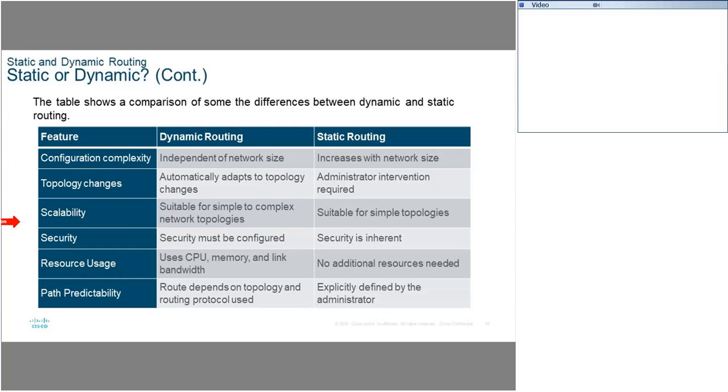And by the way, if you see a question that says, which should you use for security, static routing is considered more secure than dynamic routing, because the dynamic routing protocol is advertising the routes back and forth and is susceptible to a change or a bogus routing update.